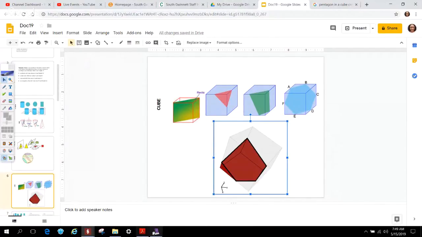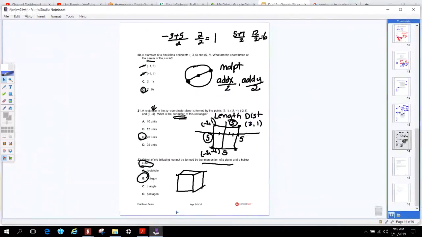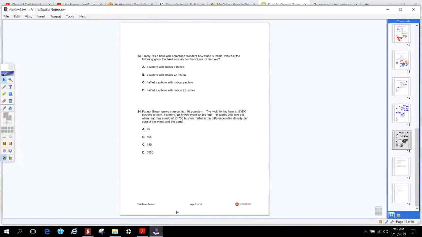Okay, back to this. So we know an octagon cannot. The hexagon is the biggest shape: 6 sides of a cube, 6-sided shape. Timmy fills a bowl with cereal and wonders how much is inside. What's the best estimate?